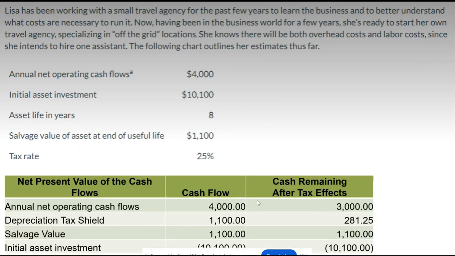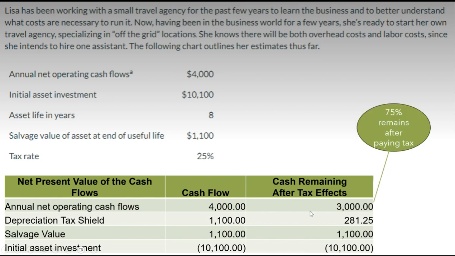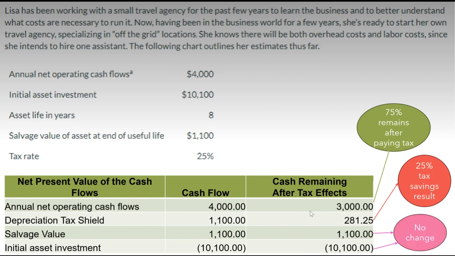Now we can look at our overall impact of our cash flows. We have the initial cash flow and now the effects after taxes. Notice that for the annual cash flows, we have the 75% remaining after paying tax. For the depreciation, we have that 25% tax savings, and there is no considered tax impact for the salvage value when we sell it and that initial investment. Also notice I put the initial investment as a negative number because this is our only outflow that we have in this situation. All the other ones are considered inflows.